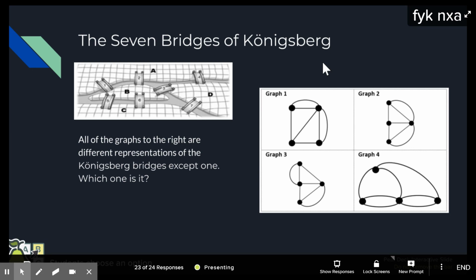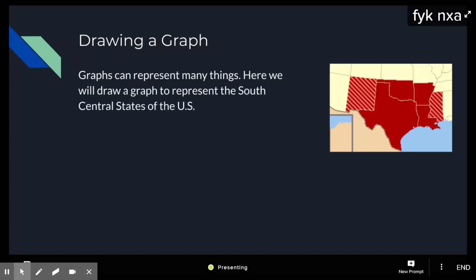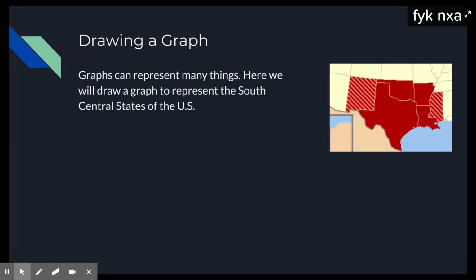I want to show you guys how to draw a graph from something that's being given to you. And I'm going to take an easy thing, pick a map, and we're going to turn it into a graph. I'm going to do it for you guys first, and then I'm going to have you guys practice it right afterwards. So basically, here's the south central states of the United States. Hopefully, you guys can name all 6 of those states. They're at least the ones that surround Texas here.